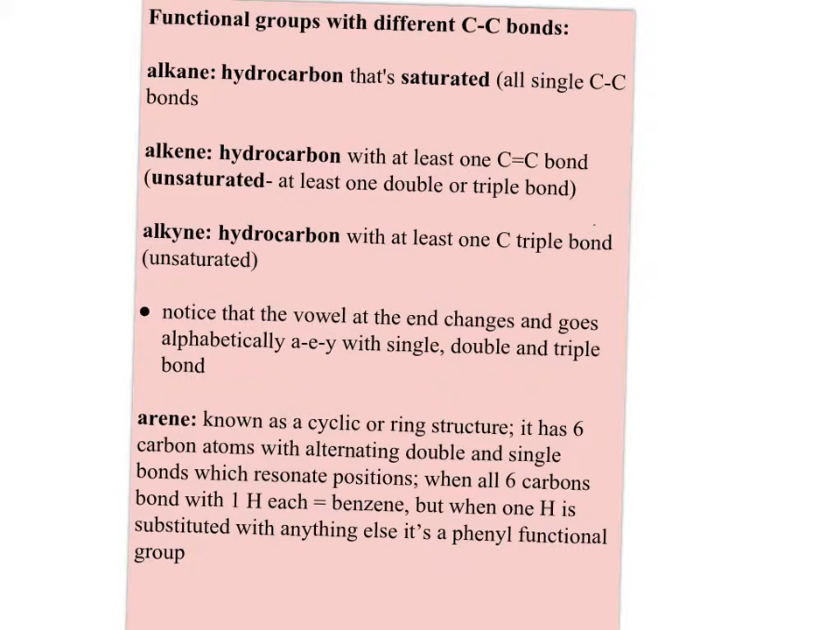The arenes are the cyclical or ring structure, and it's always a six-carbon atom ring, although there are five-carbon atom rings, but the one we're going to be concerned about is the arenes, which are six, and it's a variation off of a chemical called benzene. So it's six carbon atoms, which is often depicted as alternating double and single bonds, but actually the bonds resonate between positions, or they're delocalized, so you can think of each one as being a bond and a half. All six carbons bond with just one hydrogen, so the formula is C6H6. But when one of those hydrogens gets substituted with something else, then it's considered a phenyl functional group or an arene instead of benzene.